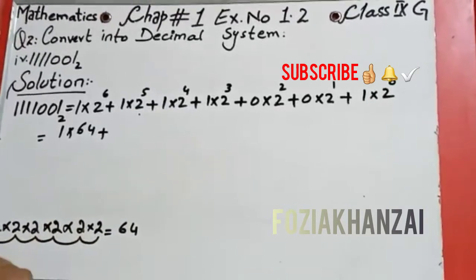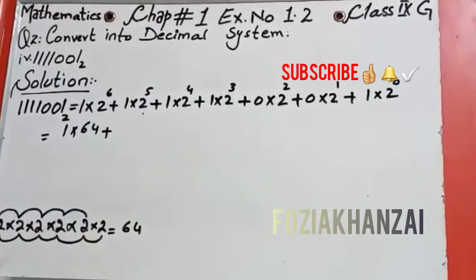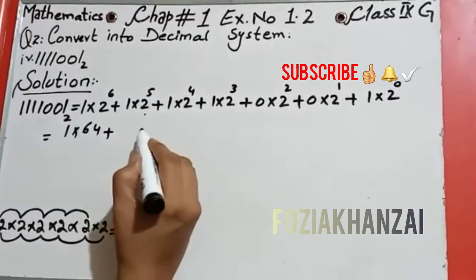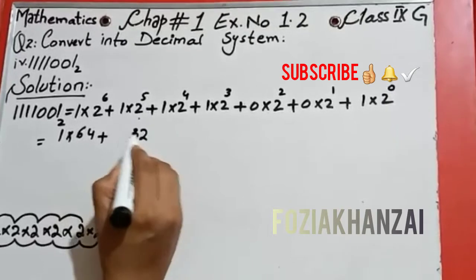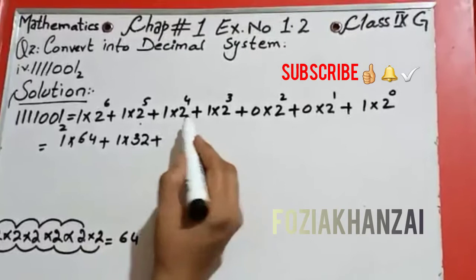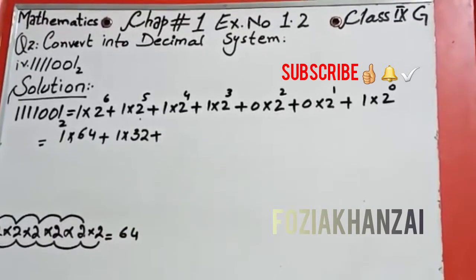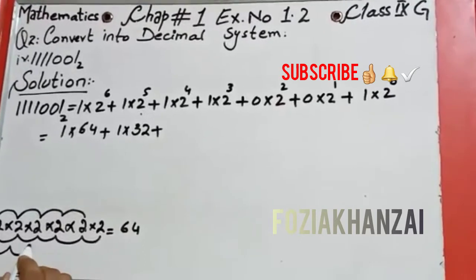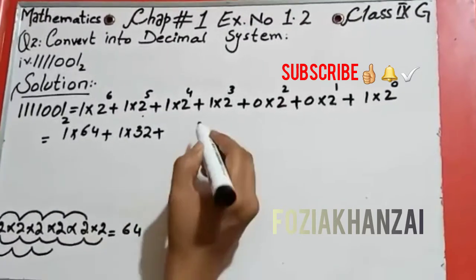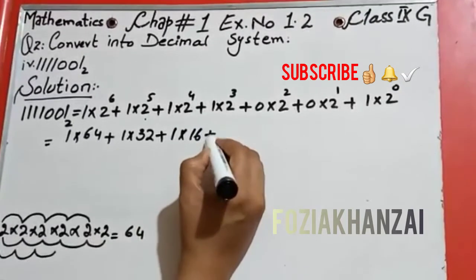So 2 multiplied by 5 times, 2 2s are 4, 4 2s are 8, 8 2s are 16, 16 2s are 32. 32 is to 1. Plus sign as it is, copy down. Now we have 2 power 4. So 2 multiplied by 4 times. 2 2s are 4, 4 2s are 8, 8 2s are 16. 16 is to 1. Plus sign, copy down.